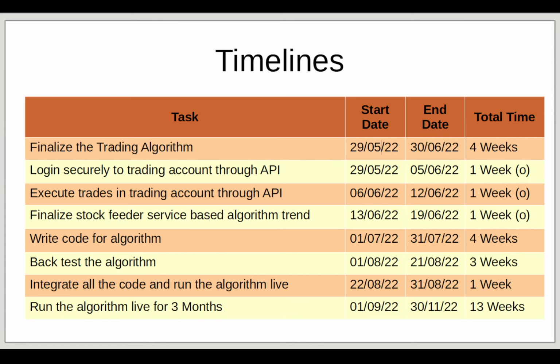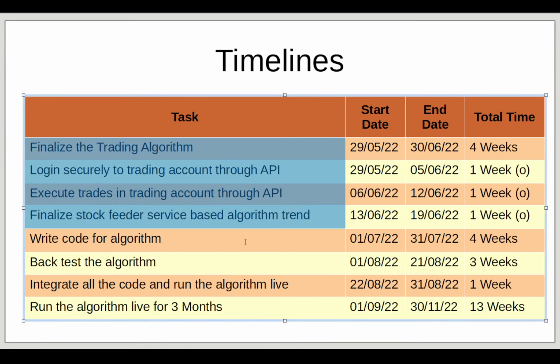For example, here I will finalize the trading algorithm in 4 weeks from now, which is 29/5. End of June, I will try to finalize the trading algorithm. But because it's something research oriented, I will most likely have some time to complete some small tasks like writing code to log in securely, executing the trades, and also finalizing the stock filter service based on what this algorithm might be finalizing. All these things I'll run in parallel, and at the end of 4 weeks, which is 1 month period, I should have all these four tasks completed.